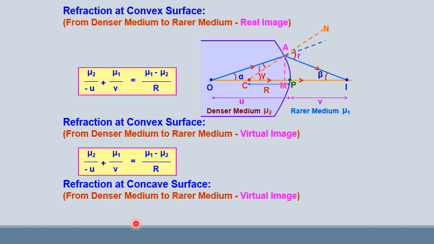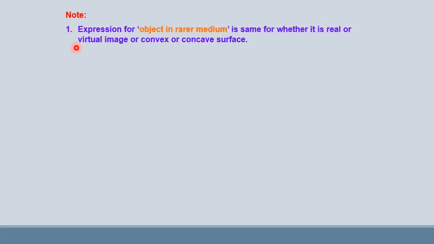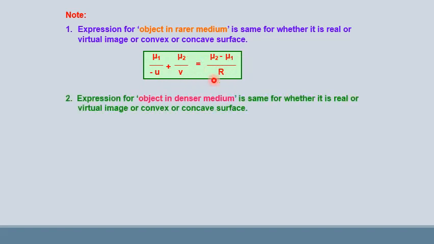Refraction at concave surface from denser medium to rarer medium, virtual image. Mu2 upon minus u plus mu1 upon v is equal to mu1 minus mu2 upon R. Note, the expression for object in the rarer medium is the same whether it is a real or virtual image or a convex or concave surface. Mu1 upon minus u plus mu2 upon v is equal to mu2 minus mu1 upon R.